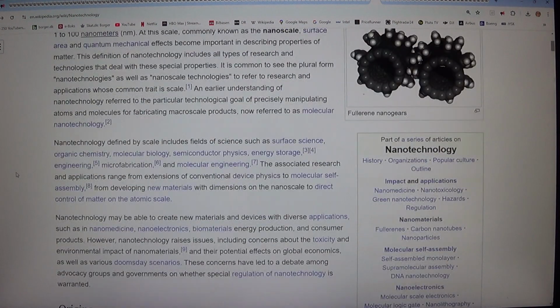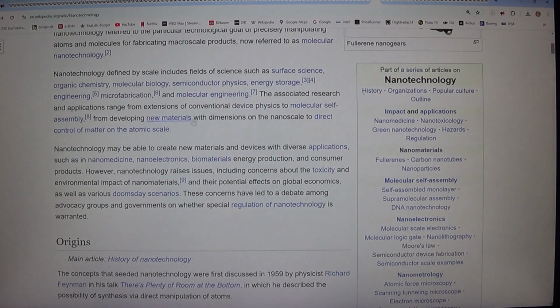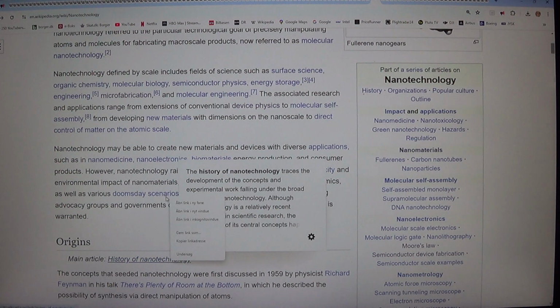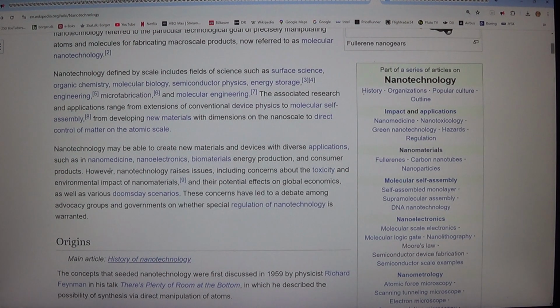Nanotechnology defined by scale includes fields of science such as surface science, organic chemistry, molecular biology, semiconductor physics, energy storage, engineering, microfabrication, and molecular engineering. The associated research and applications range from extensions of conventional device physics to molecular self-assembly, from developing new materials with dimensions on the nanoscale to direct control of matter on the atomic scale.